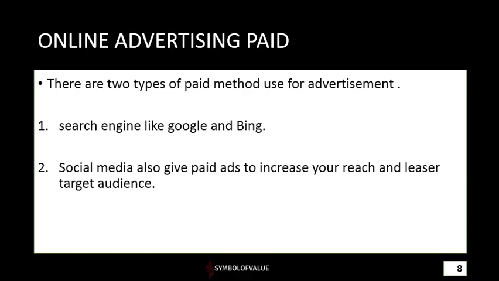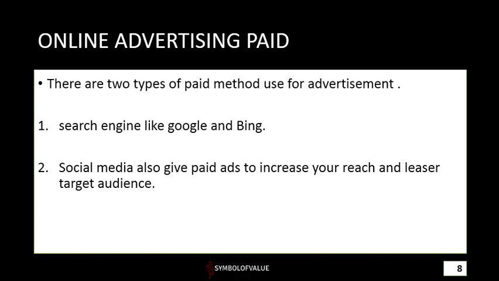Online advertising. There are two kinds of advertising. The first one is PPC, which means pay per click. It's basically on search engines like Google and Bing. You can promote your product on Google and Bing. The second one is also social media, where you can do paid ads. For example, you make your Facebook ads in a Business Manager account. So you make your paid ad and then target your audience.